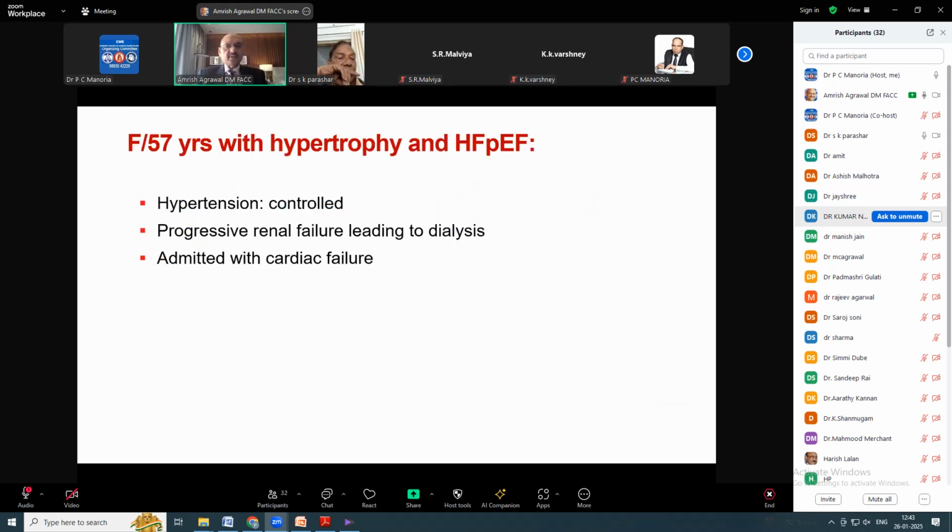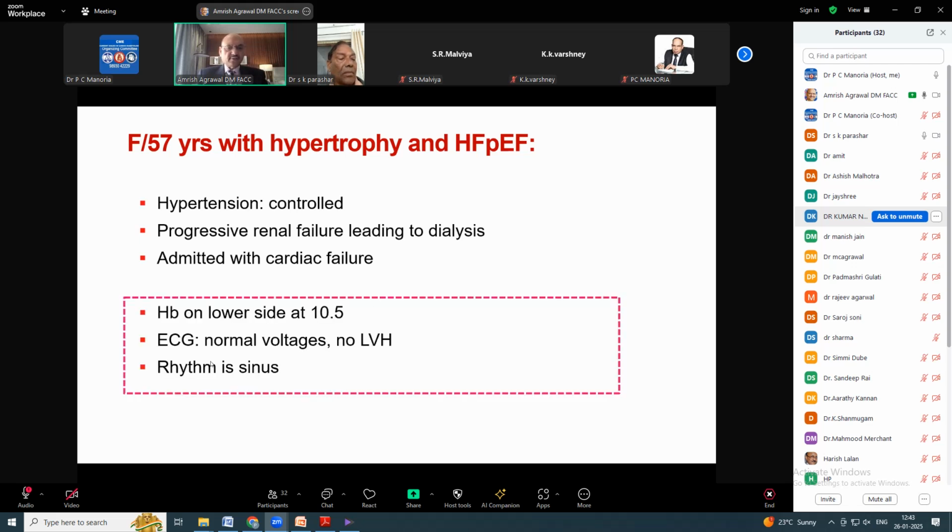And this case is a patient with hypertension, with hypertrophy and heart failure with preserved ejection fraction. Obviously, she had kidney failure, which led to dialysis, and she was admitted with cardiac failure. Hemoglobin was 10.5, ECG normal voltage, no LVH despite hypertension and despite the thickening on the echocardiogram, and the rhythm is sinus, and she was not having atrial fibrillation.